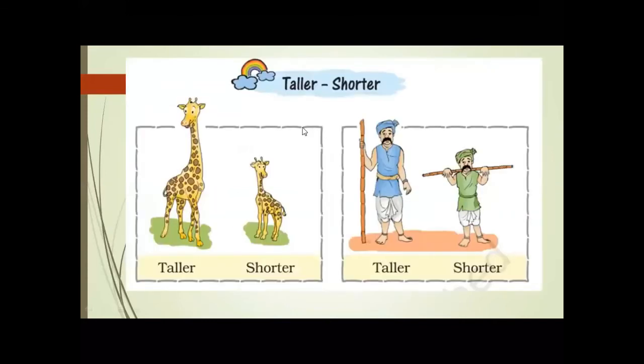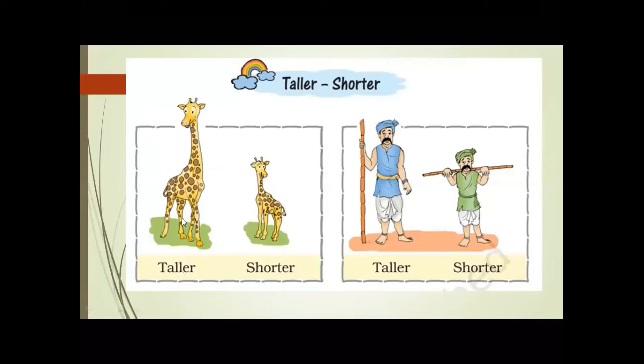Now, let's discuss taller and shorter. We also use these terms for measuring length. Okay, here we see two giraffes. The first one is short and the second one is tall. The height of this giraffe is smaller than the other one, so it is called the shorter one. And the other giraffe has a height greater than this one, so it is called the taller one.